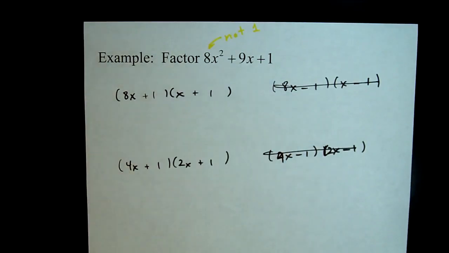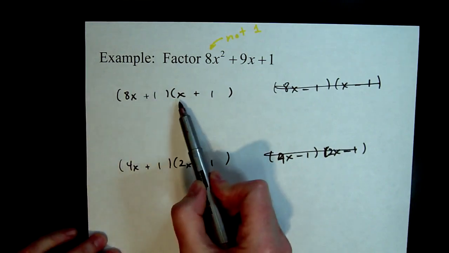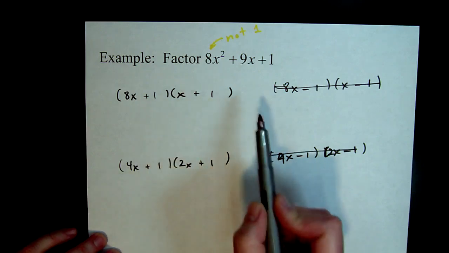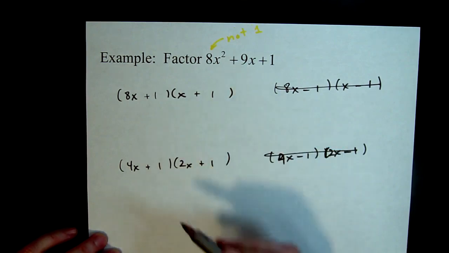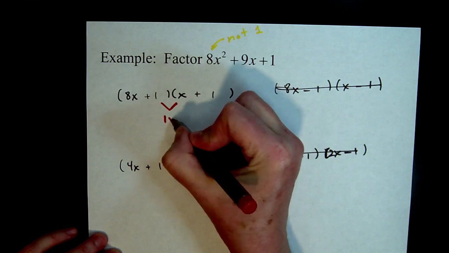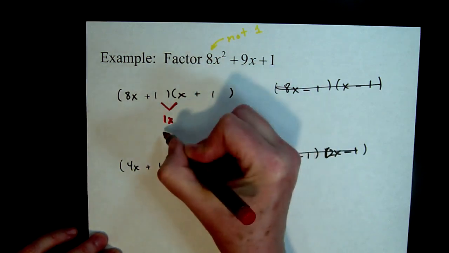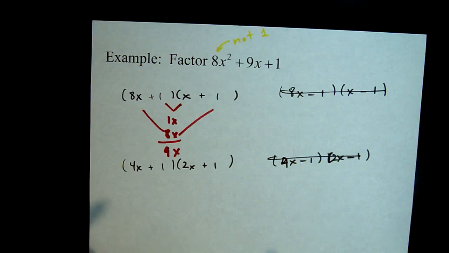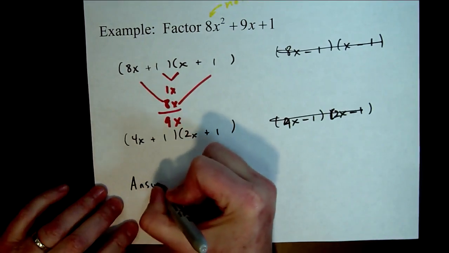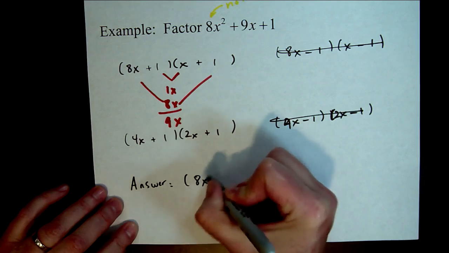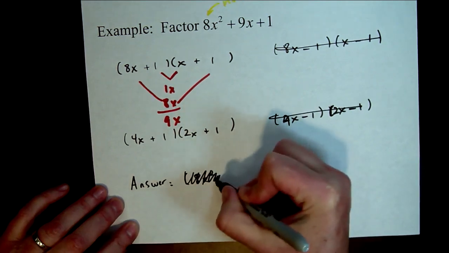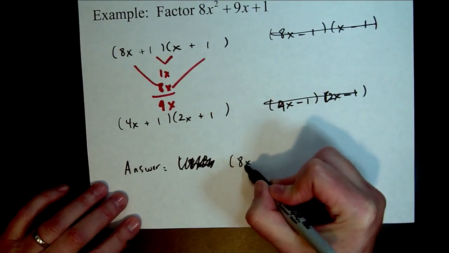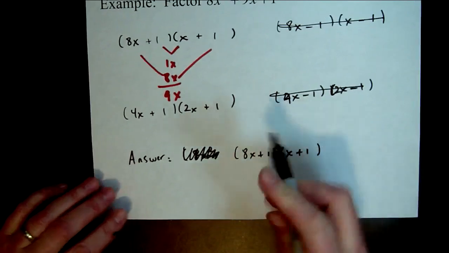All right, so let's check the middle terms. We've set these up in such a way that we'll get the right front end, 8x squared, and we'll get a 1 on the back end. The question is, which one will give us 9x in the middle? So for this one, when I FOIL, my inner terms will give me 1x, my outer terms will give me 8x, those combine to be 9x, and that's the one I want, so that's my answer. I'm going to stop there and say, okay, I know the answer. It is 8x squared plus, oops, that was the problem, not the answer. The answer is 8x plus 1 times x plus 1.